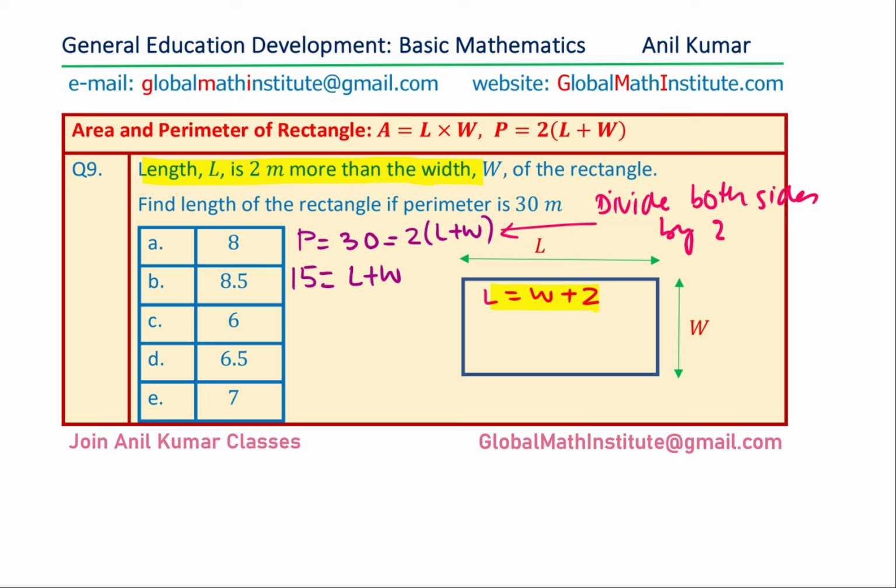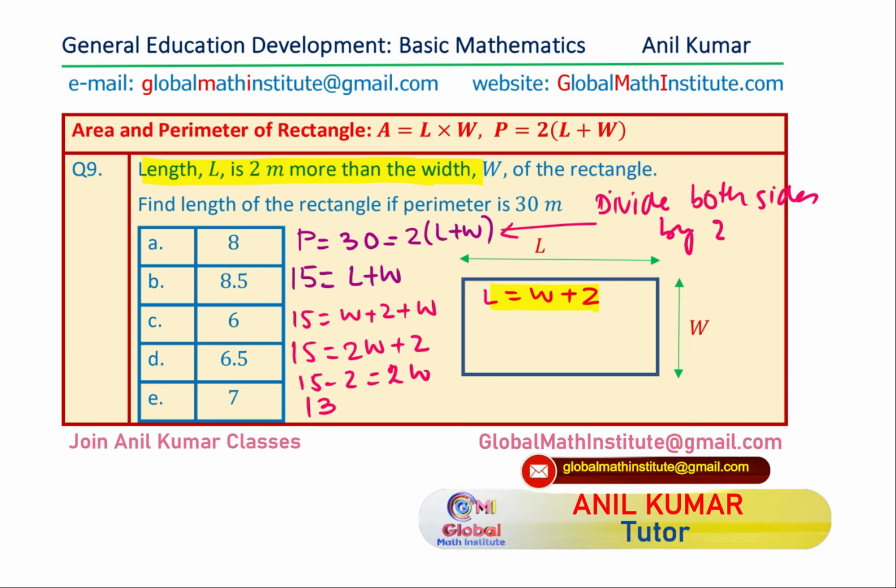So that is what we call simplifying your equation. It is much simpler now. But it says length is 2 meters more than width, right? So we can write 15 equals, instead of L, W plus 2, and we get 15 is equal to 2W plus 2. We can now take away 2 from 15 and we get twice width as 15 minus 2, which is equal to 13. So 13 is twice width, and that gives you the width, which is half of 13, being 6.5.